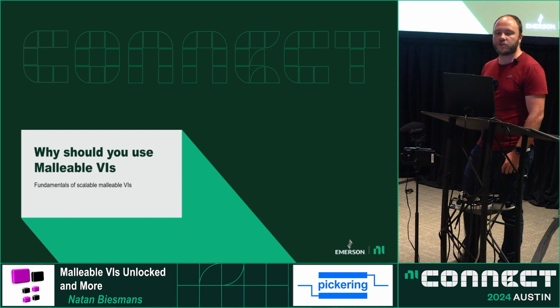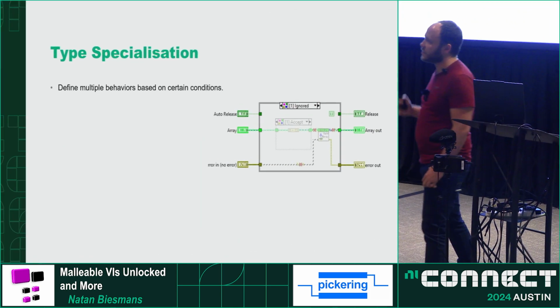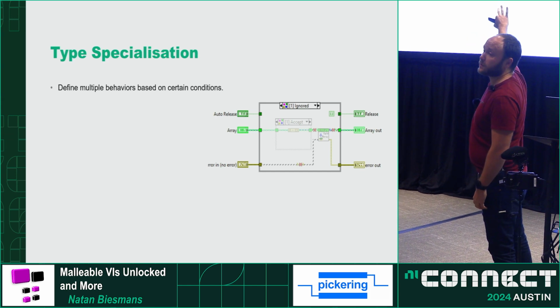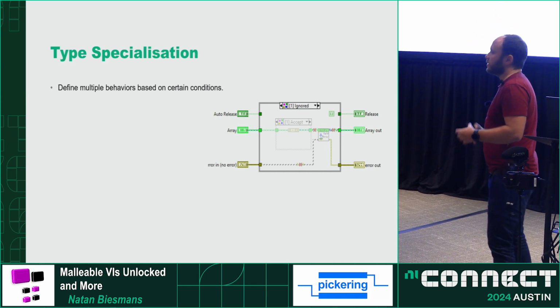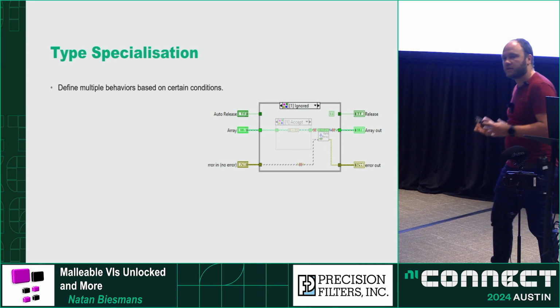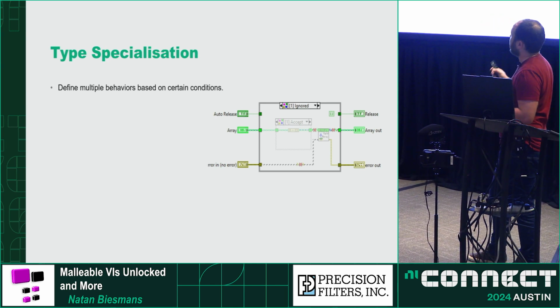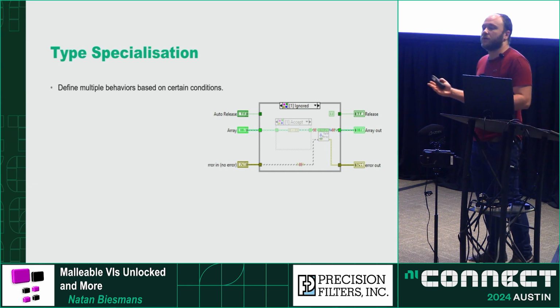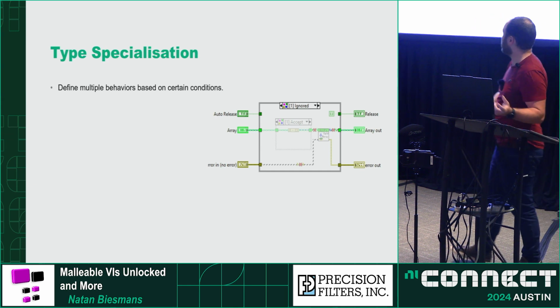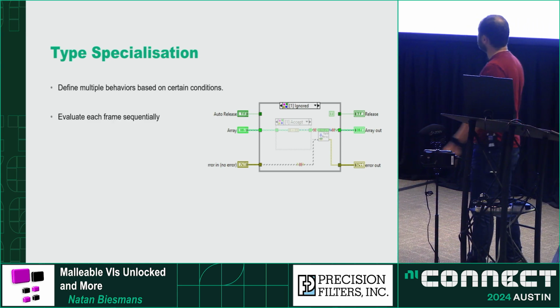Cool. So why should you use them? Fundamentals of scalable VIs. What are the other building blocks that we have? Well, first of all, we have type specialization structures. These are interesting. Based on these, we can change manually or control the change of the code internally. So we can define multiple behaviors based on certain conditions. These act similar to a case structure, but on the development side. You have multiple frames which are going to be evaluated.